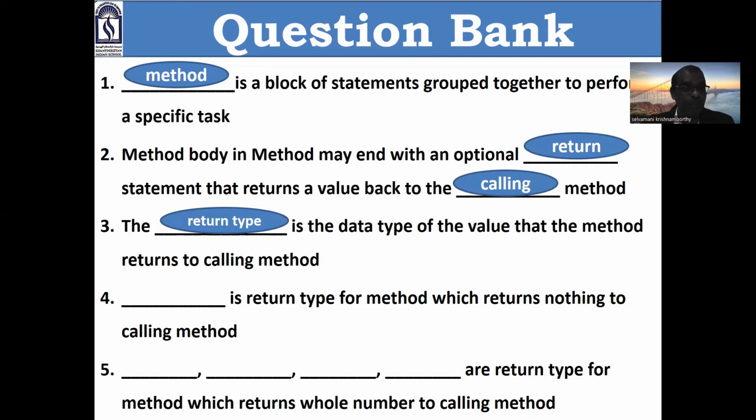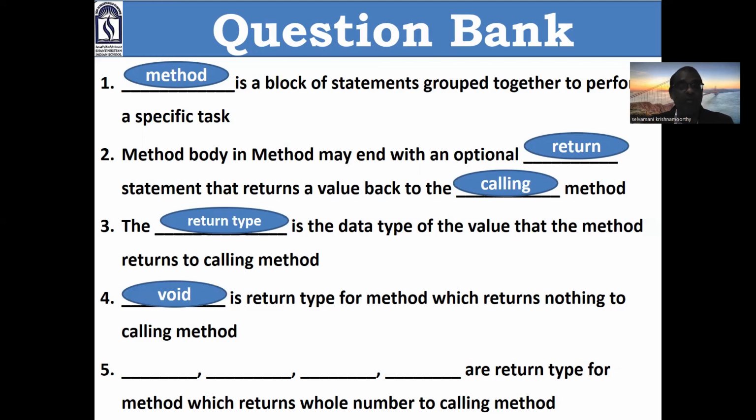Can anyone try the fourth one? Dash is a return type of a method which returns nothing to the calling method. Yes, you are right. Void means nothing. Void is a return type for a method which returns nothing to the calling method. See the fifth one. Dash, comma, dash, comma, dash, comma, dash. Four dashes are there. Dash, dash, dash, dash are return types for a method which returns a whole number to the calling method.